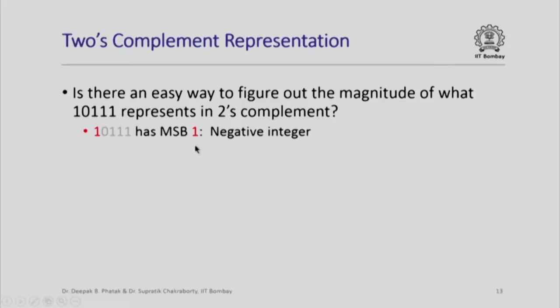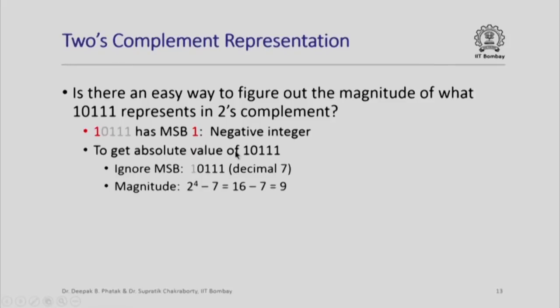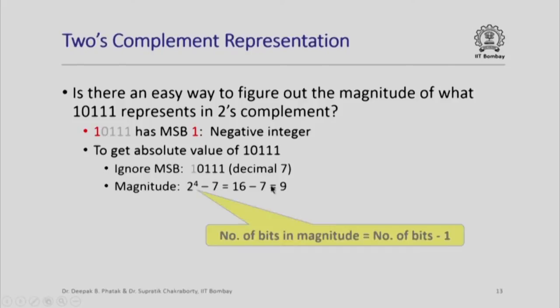The MSB is 1, so it is a negative integer. Now to get the absolute value of this, you ignore the MSB, so you get decimal 7, and then you say I am going to subtract 7 from 2 raised to 4, in which case I get 9. Now where did this 2 raised to 4 come from? This is the number of bits in the magnitude.